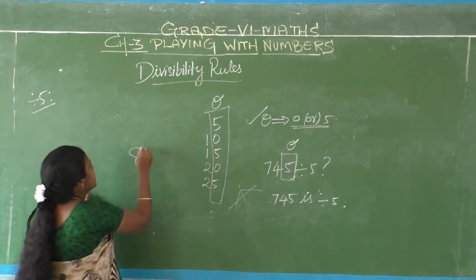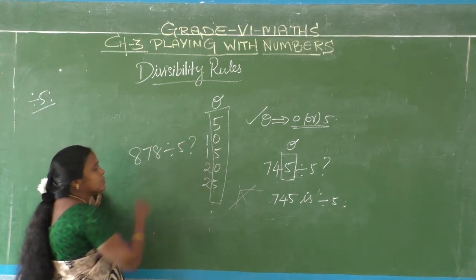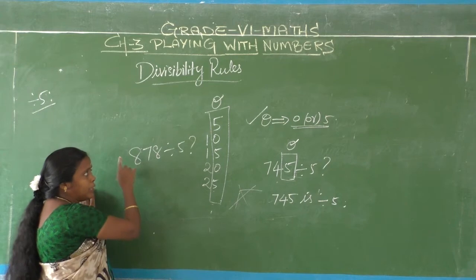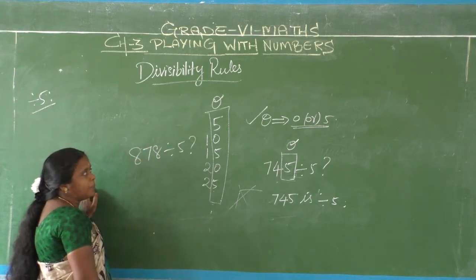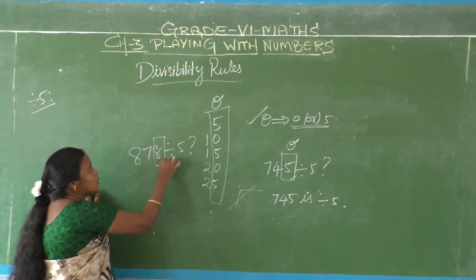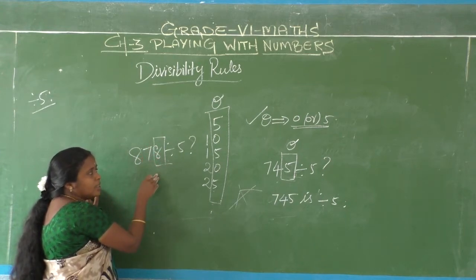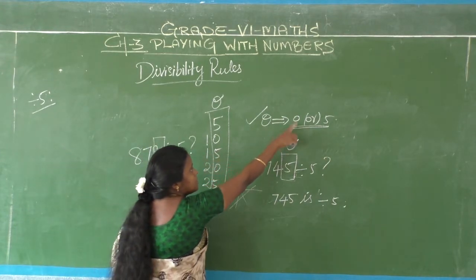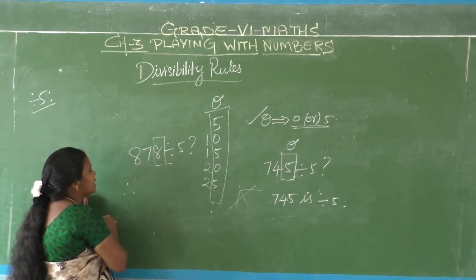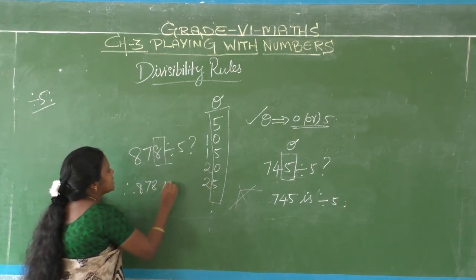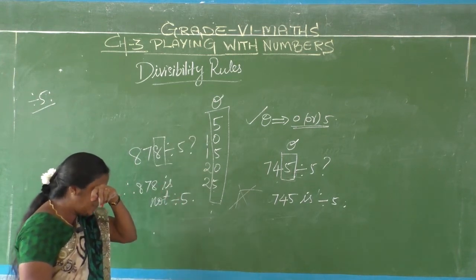Suppose 878 is given like that. Is it divisible by 5? This is the question. What to do? Will you divide? Division work should not be there. You must apply the rule only. So see its ones place. What is present there? 8. 8 is in the ones place, but our condition says there must be 0 or 5. But here 8 is present. So we can decide 878 is not divisible by 5. Clear, children?